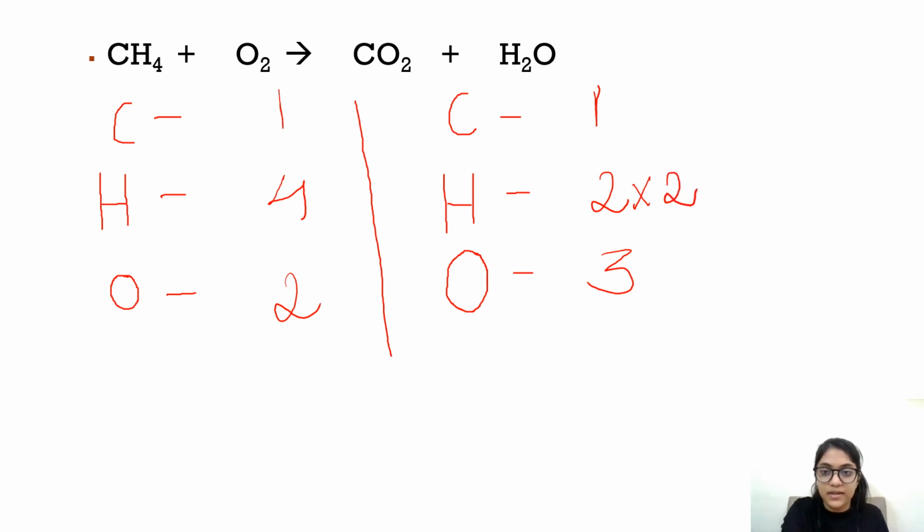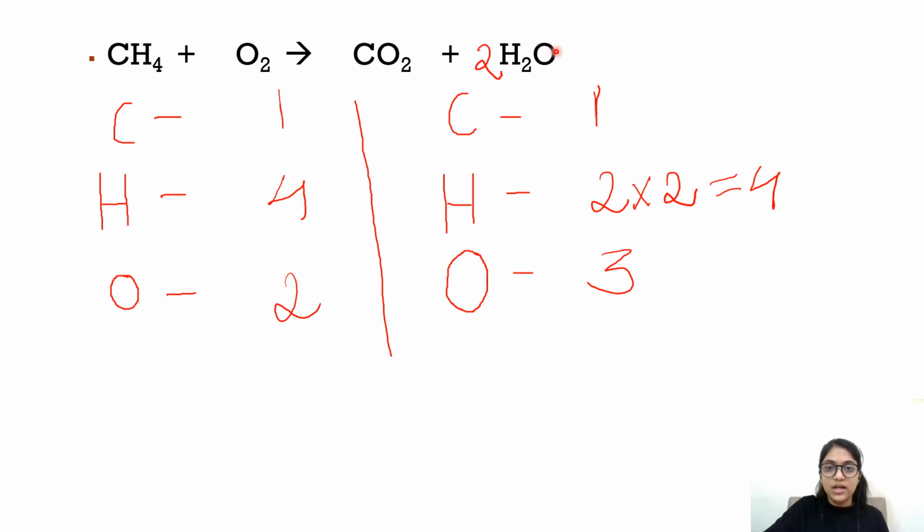You need to multiply this side with 2, which will give you 4. So let me put a 2 over here, and this gives us 4 hydrogen on the right hand side. So 4 and 4, the hydrogen is now balanced. You see that.